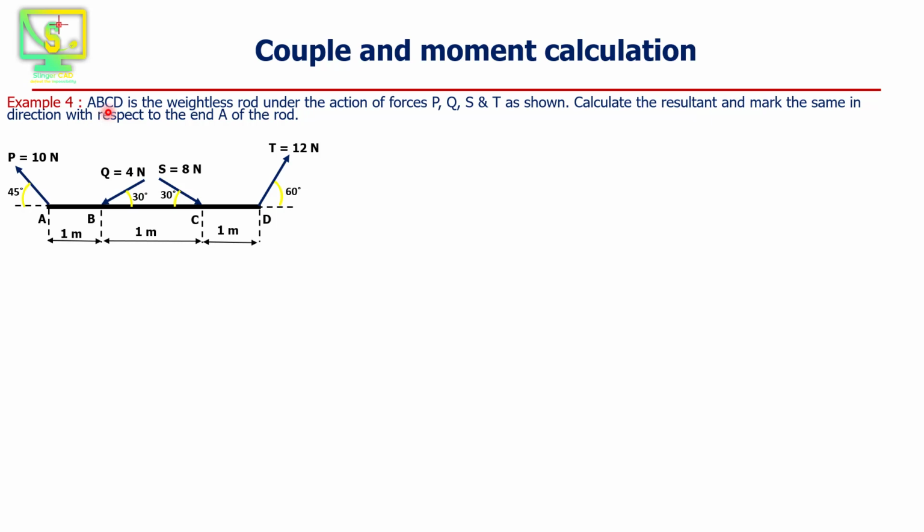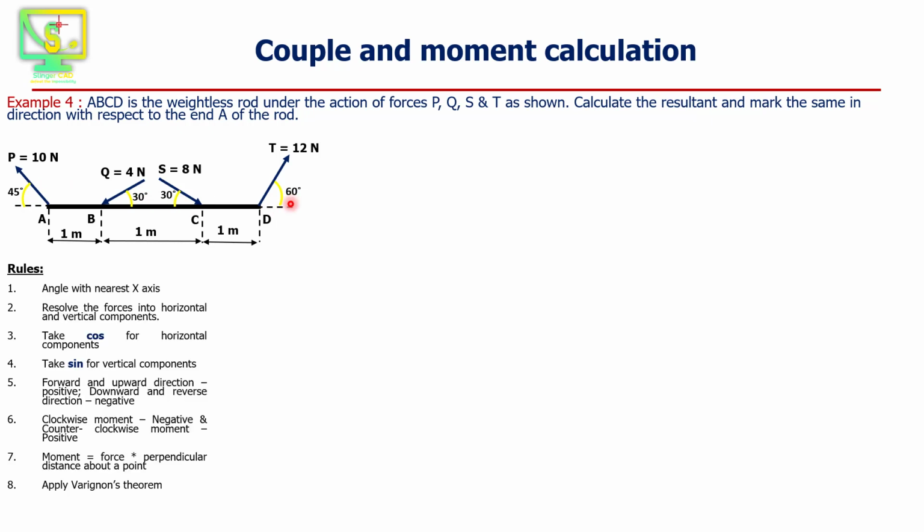Example 4. ABCD is the weightless rod under the action of forces P, Q, S and T as shown. Calculate the resultant and mark the same in direction with respect to the end A of the rod. ABCD is a rod, and P, Q, S, T are the forces with angles of 45 degree, 30 degree, 30 degree and 60 degree respectively.